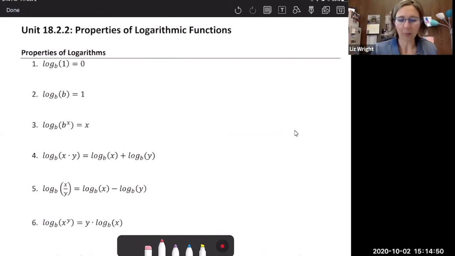So in this video are properties of logs. These first two properties we've actually already talked about. I'm just going to give you lots of these rules here. This one says log base b of 1 is equal to 0.